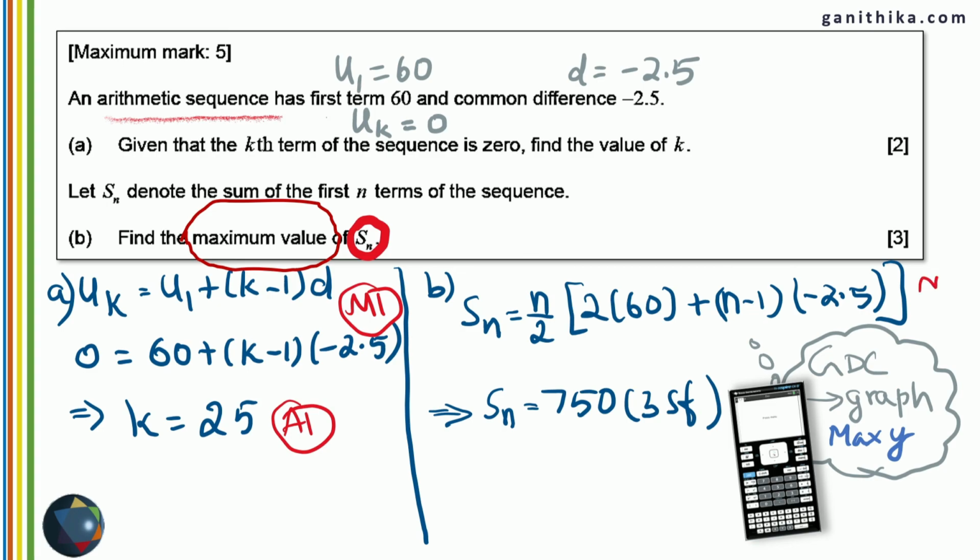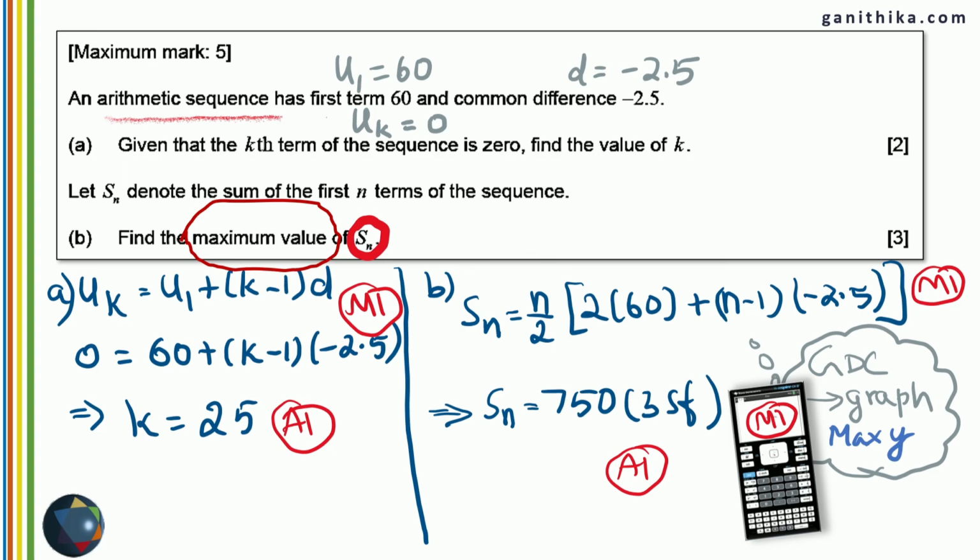The next question: you need to write the correct equation in the correct form, Sn and n, substituting the correct values for u1 and d in the correct places. So you will have a method mark for this, and using the graph from the GDC and finding the maximum y value will give another method mark. Getting the correct answer in 3 significant figures is another A1 mark. So 3 marks for this question. So this is very simple.